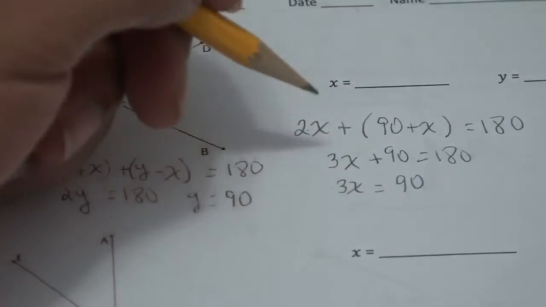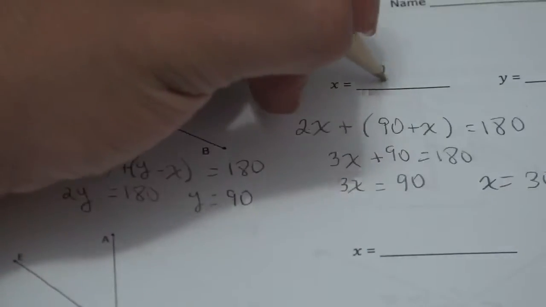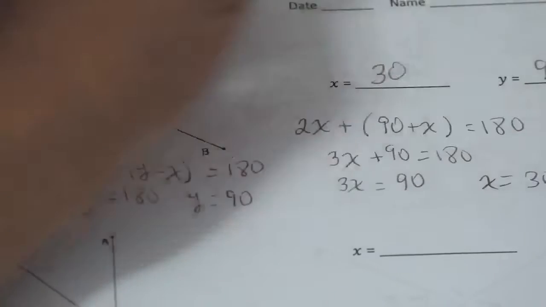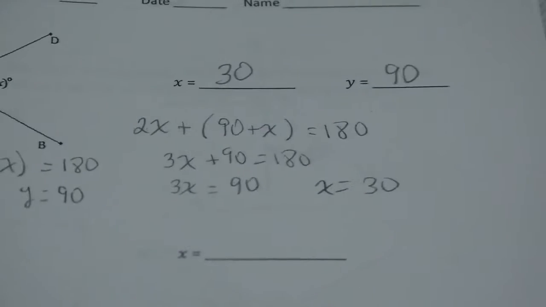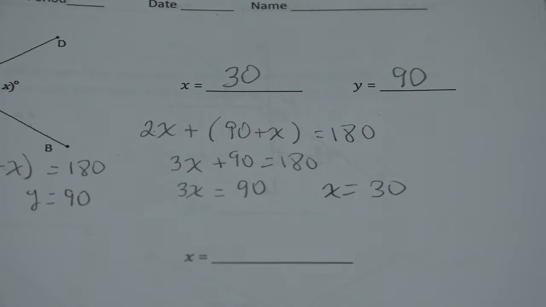Divide by 3 on both sides and you get x. If you divide 90 by 3, you get 30. So x is 30 and y is 90. Okay? And that's how you do it.